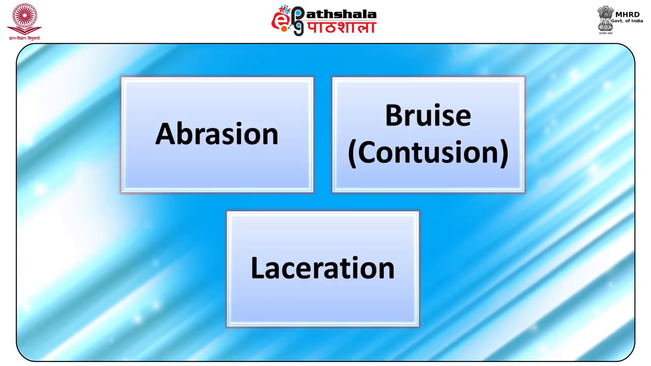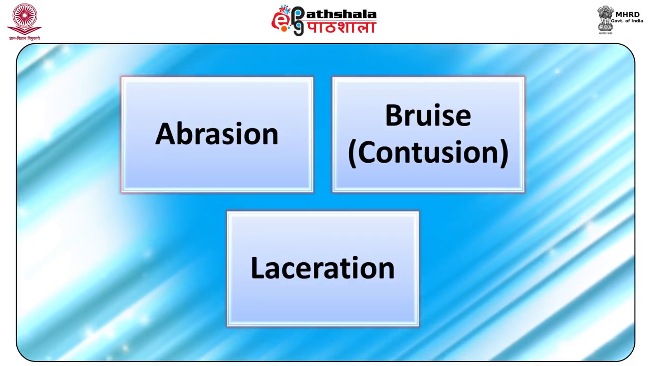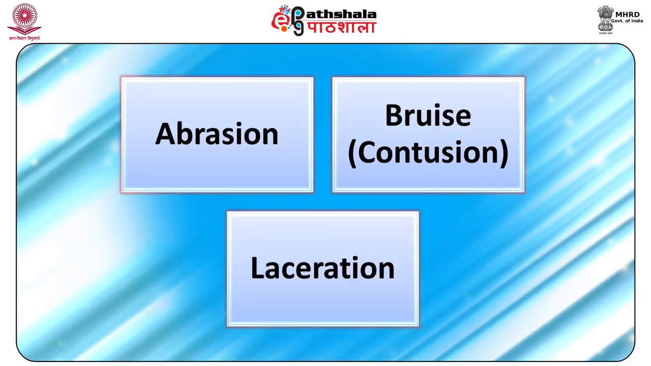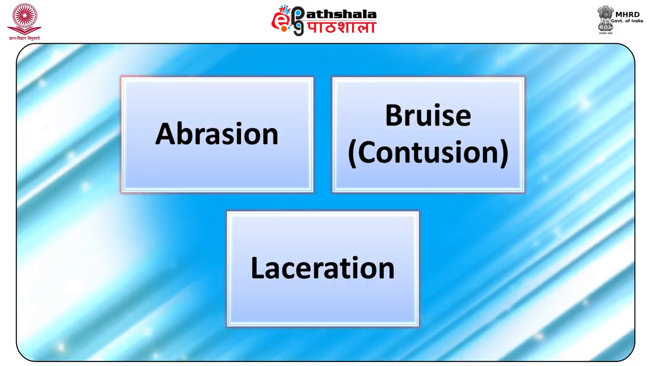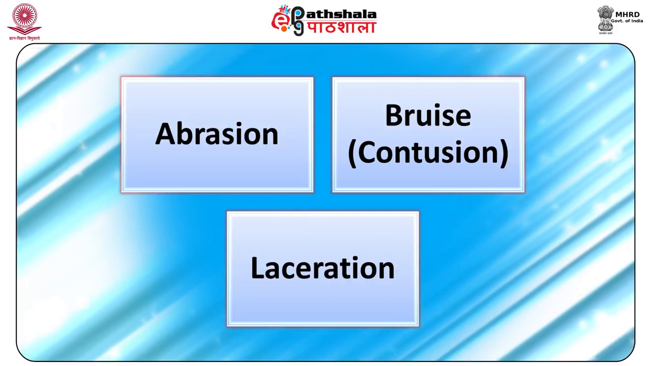Now, what are the injuries which are produced by the blunt force impact? Due to blunt force impact, either striking the body as in a blow, or the moving body striking a fixed object or surface, as in a case of fall on a rough surface. The injuries caused by blunt force impact are basically three: abrasion, bruise, and laceration. Bruise is also called contusion. Now, second is the sharp force impact.